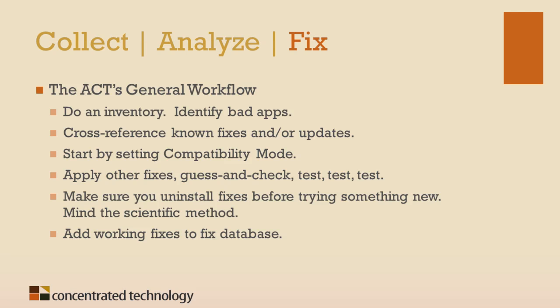There's a general workflow here. You typically do an inventory. You use that inventory to figure out what your bad apps are, and cross-reference them with any known fixes or updates. There's going to be some Googling going on here to figure out if there are any known fixes. If you've ever right-clicked on an executable in Windows and seen the compatibility mode tab in properties, one of the sledgehammer approaches for fixing quite a few applications can be simply setting the compatibility mode from Windows 7 back down to Windows XP.